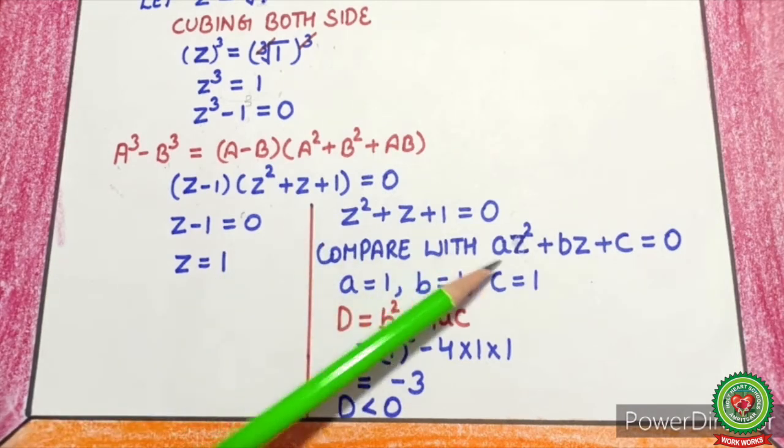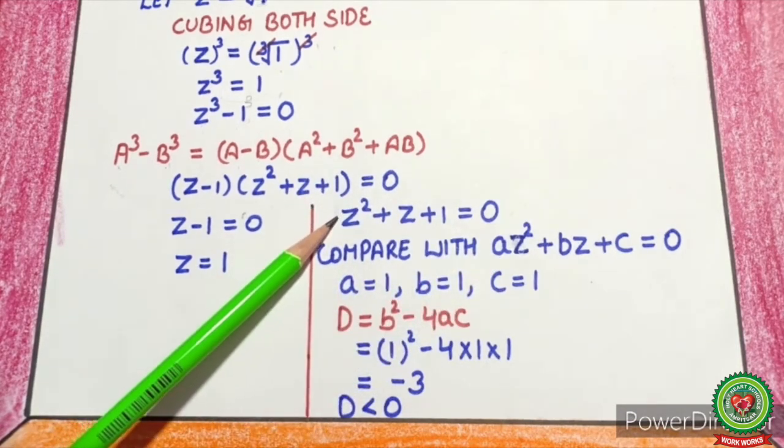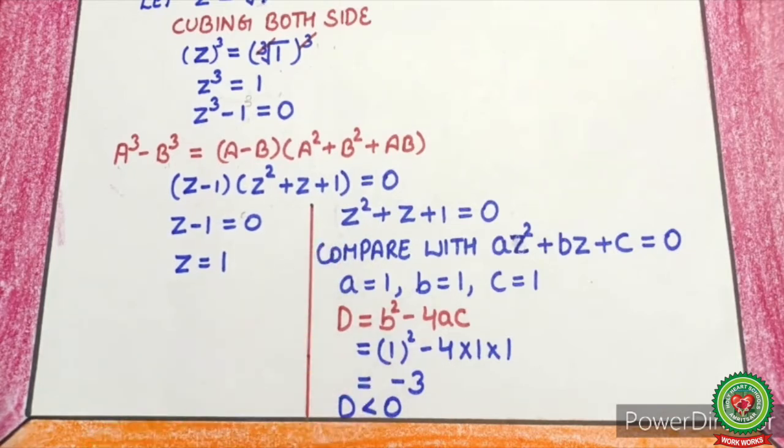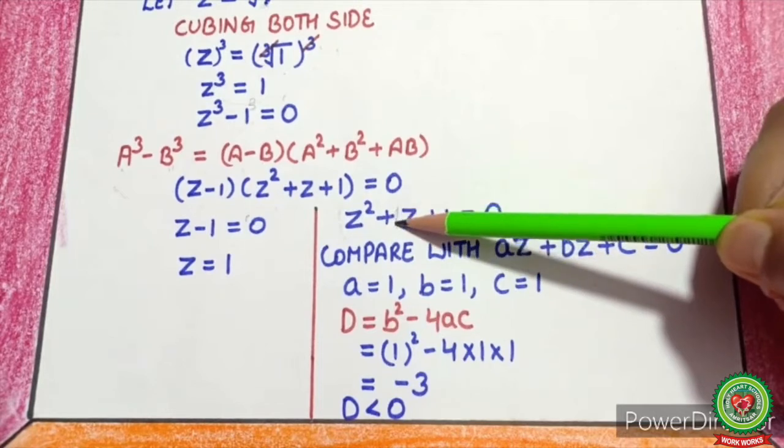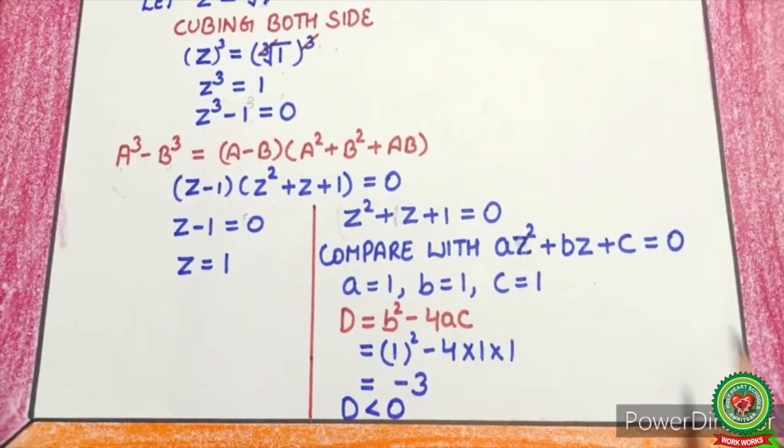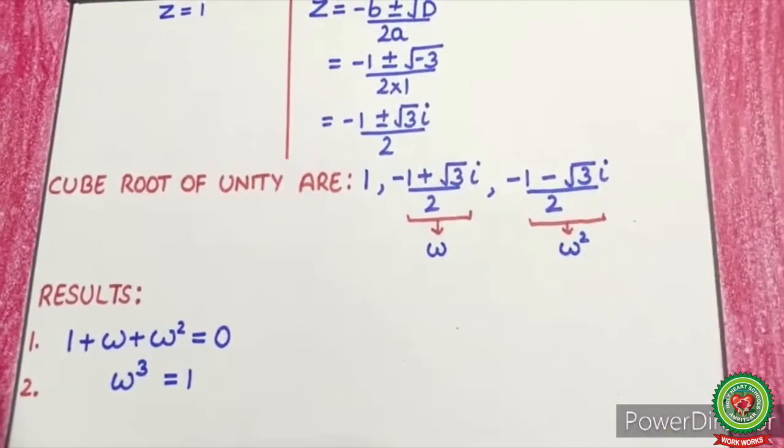According to this, the value of a is equal to 1 because the z square coefficient is 1, and the value of b is equal to 1 because the coefficient of z is 1, and the value of c is equal to 1. After this, our next step is to write the formula D equals b square minus 4ac. Now after filling the values our answer is minus 3, which means D is less than 0, meaning roots are imaginary.